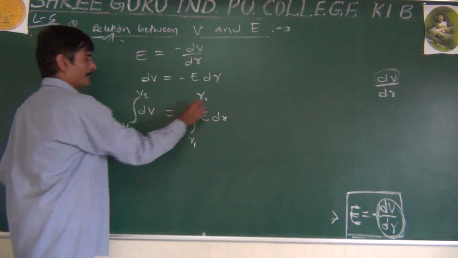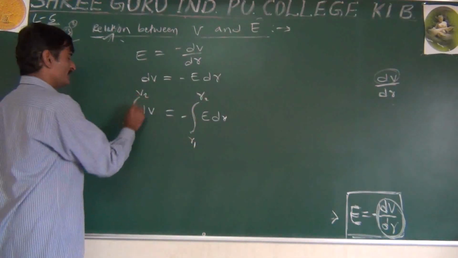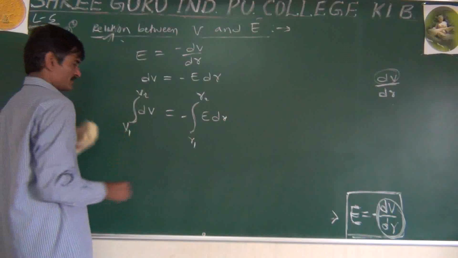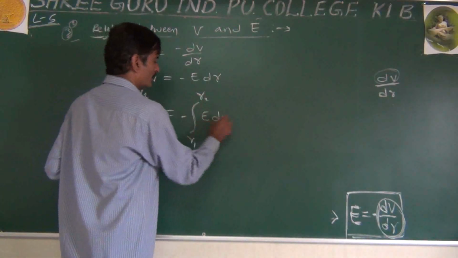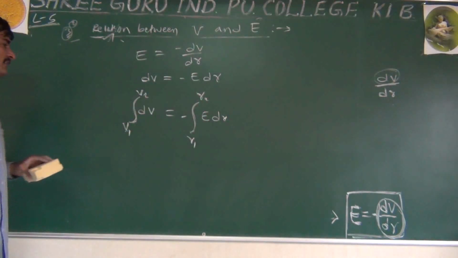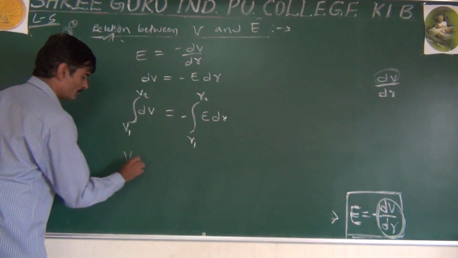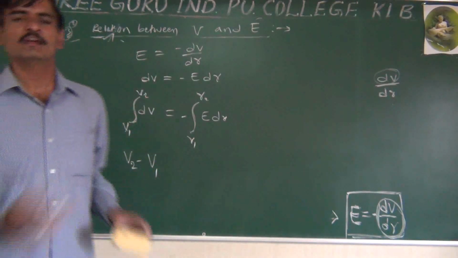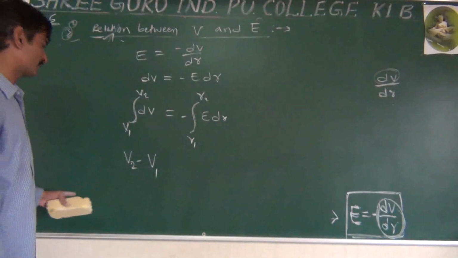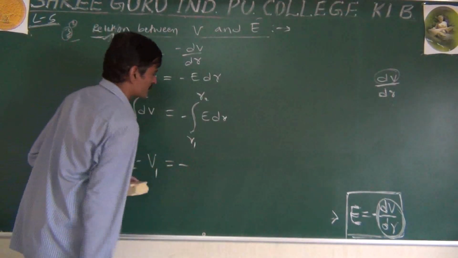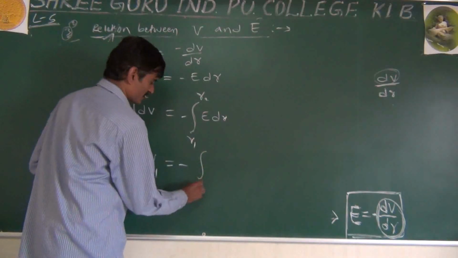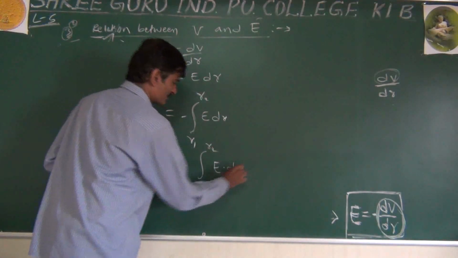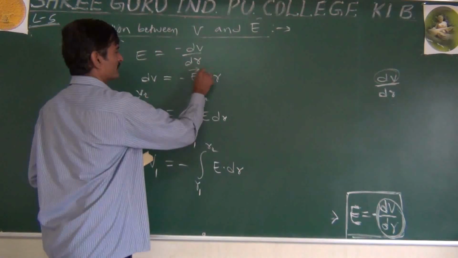Now I am integrating on both sides. Here I am integrating from V1 to V2, initial to final potential, and on the other side from R1 to R2. If you integrate dV you get V, and substituting the limits, upper limit minus lower limit, V2 minus V1 is equal to minus integration from R1 to R2 of E dr, right? So I can write it as vector E dot dr.